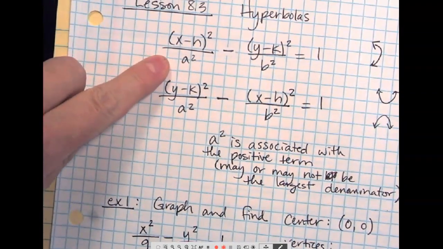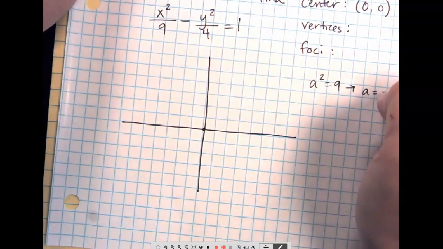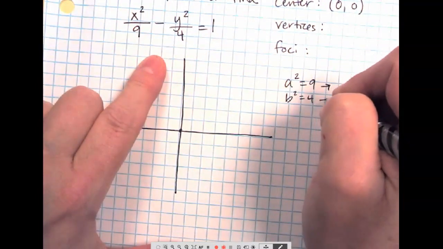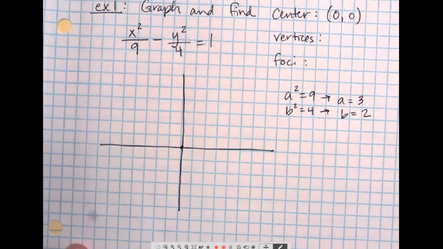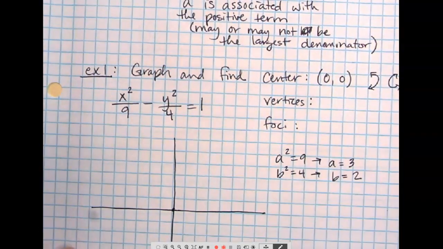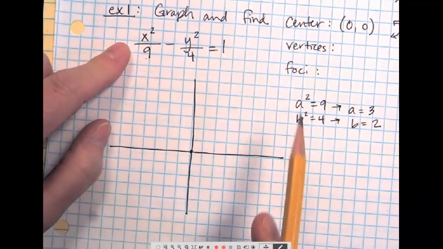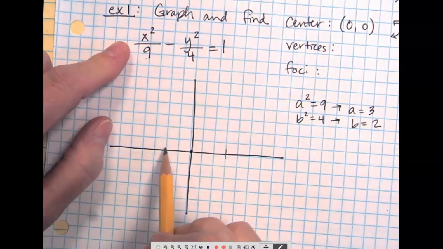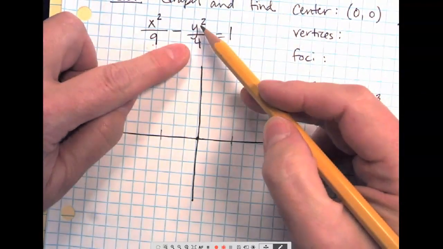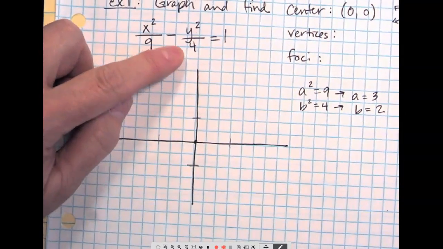Using this, a squared is under the x here, so a squared is 9, which tells me a is 3. b squared would be under that y term, so b squared is 4, which means b is 2. Since this is horizontal, in the x direction, 3 is the square root of 9. So from the center, in the x direction, I'm going out 3 both directions, and I just put a little dash there. Since there's a 4 under y, the square root of 4 is 2. The y-axis goes up and down, so I'm going up 2 and down 2 and making a mark.